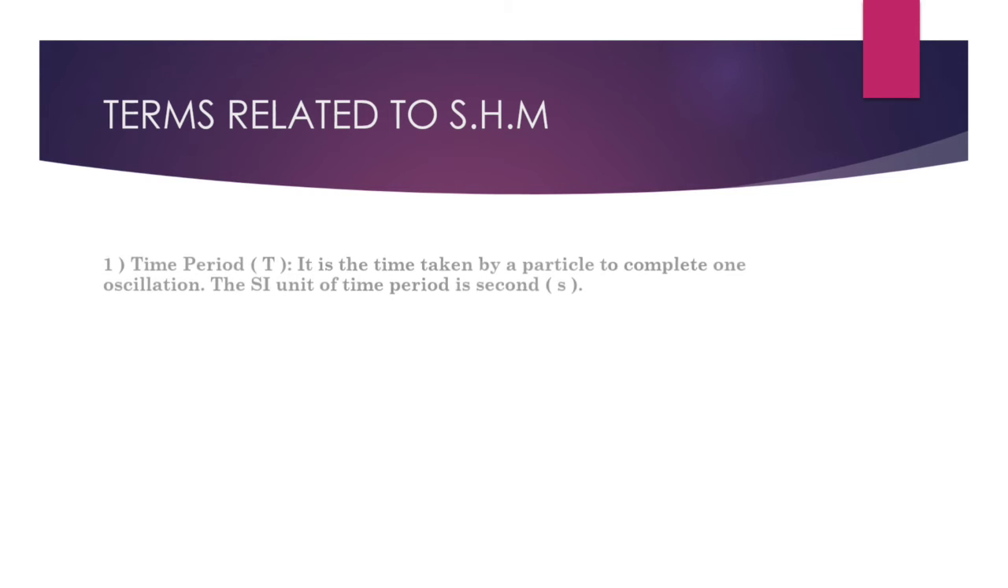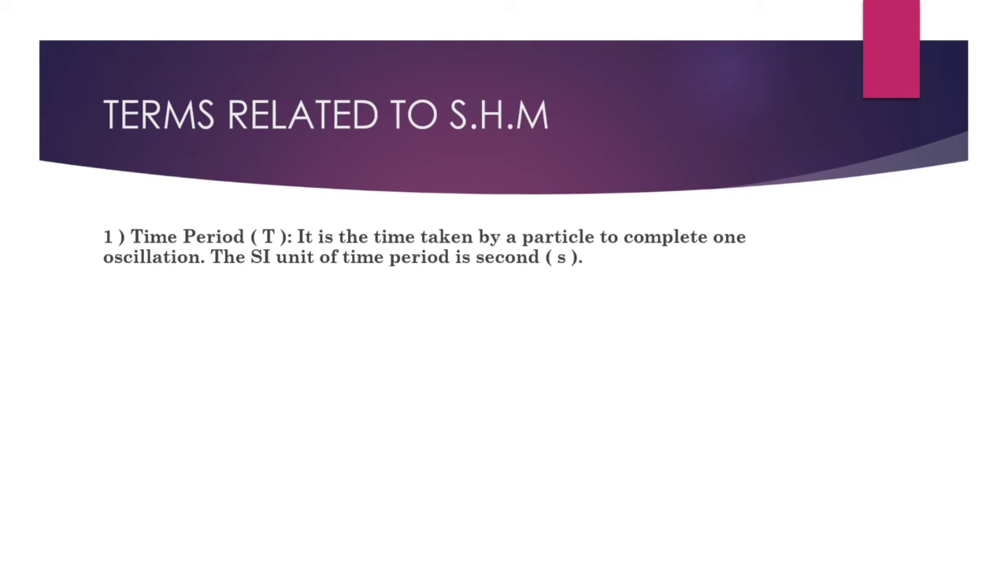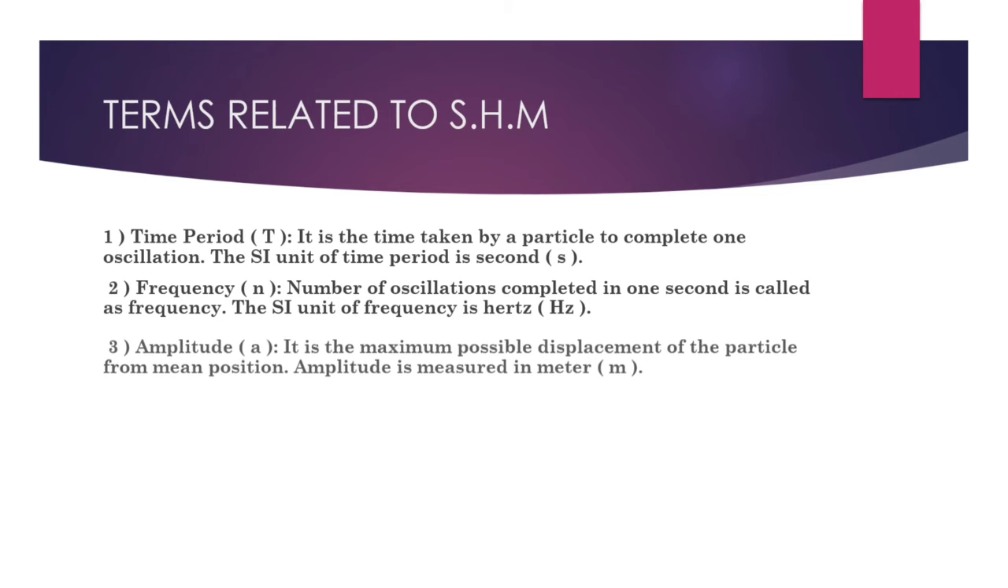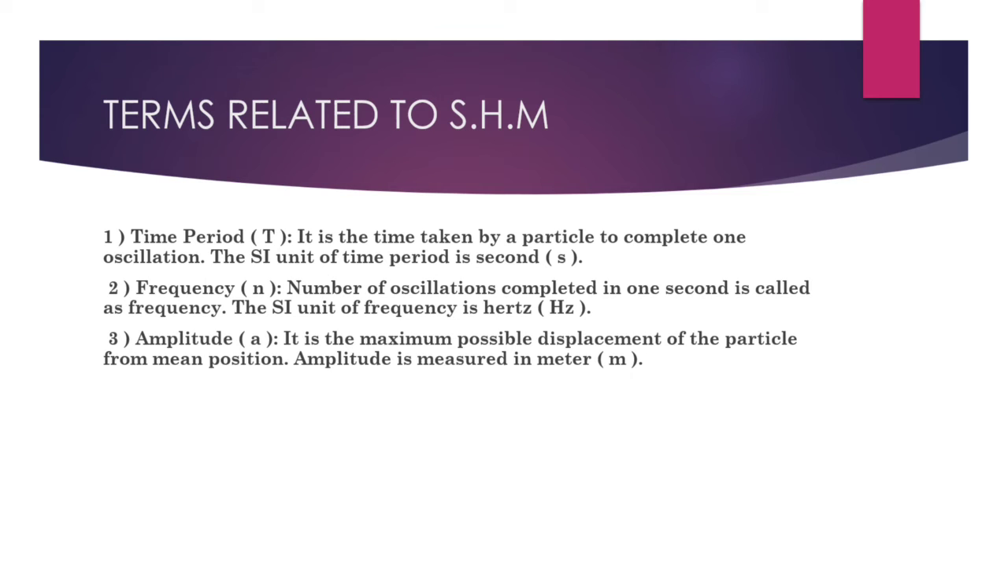Terms related to simple harmonic motion. First, time period. It is denoted by capital T. It is the time taken by a particle to complete one oscillation. The SI unit of period is second. Second, frequency. It is denoted by small n. The number of oscillations completed in 1 second is called frequency. The SI unit of frequency is hertz.